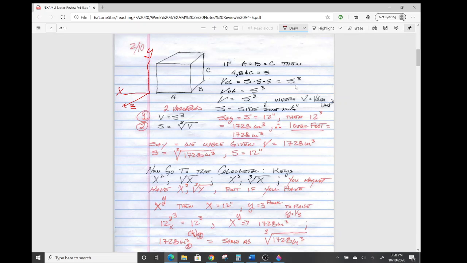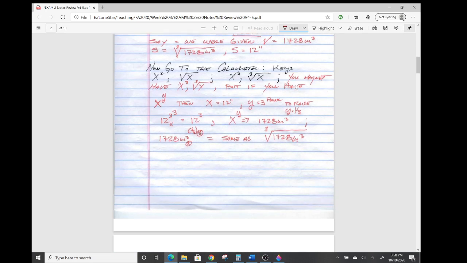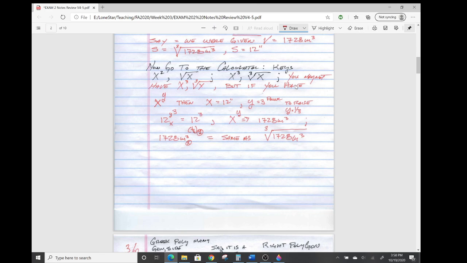I think we beat this to death. Are y'all bored? I know I'm bored. So the side is 12 inches. And y'all thought this was going to be hard. It's not hard.